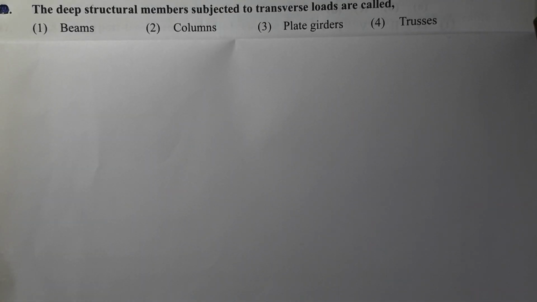Next question, the deep structural members subjected to transverse loads are called. Now deep structural members, we know that in case of beams, the beam is a structural member which is subjected to transverse loads. So a deep structural member subjected to transverse loads is nothing but a plate girder, and that is why the correct option is option 3, plate girders.